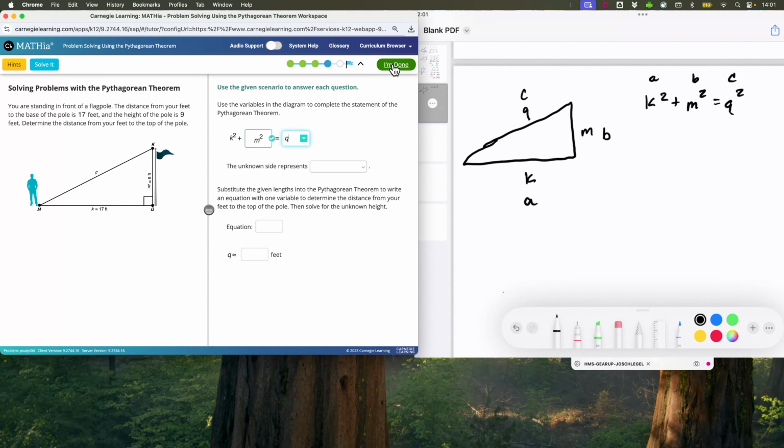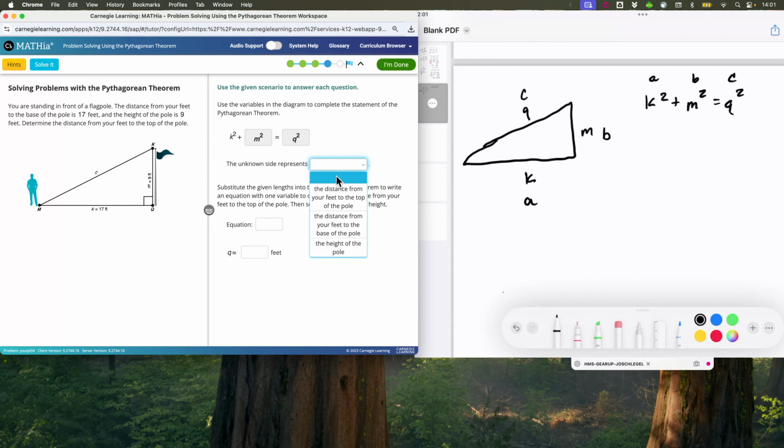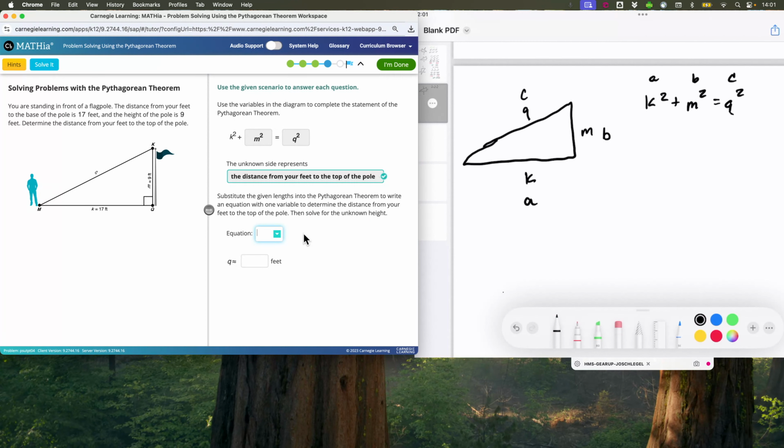And q squared. The unknown side is this right here, the distance from your feet to the top of the pole. There we go. Our equation then, we've got to put these numbers in there. So we're going to have 17 squared plus m is 9 is equal to q squared.